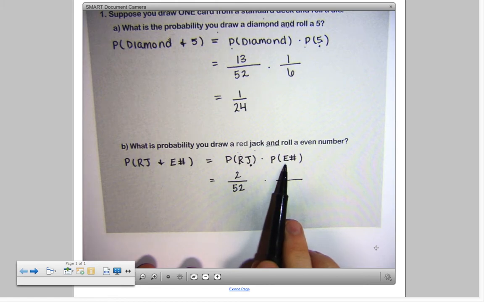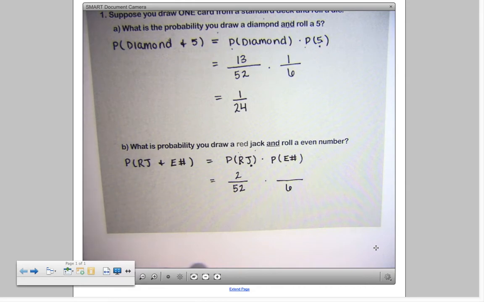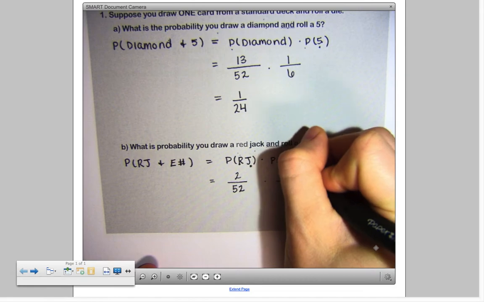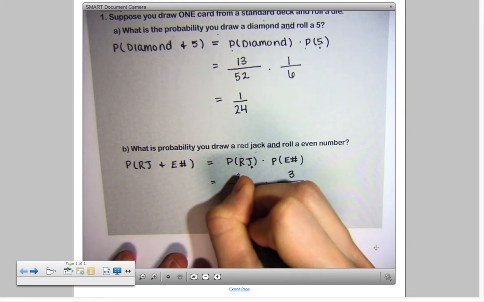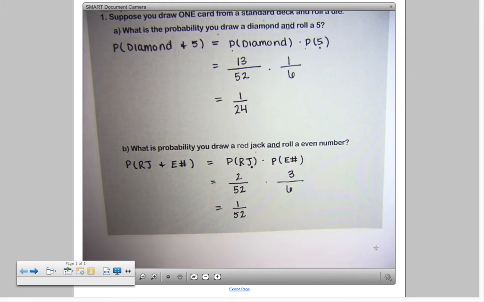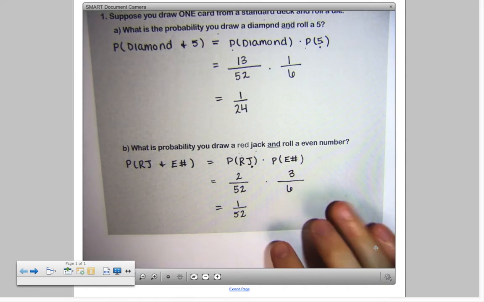And over here, we're rolling an even number on a die. There are 6 options on a die, so that'd be my total. For an even number, I can roll a 2, 4, or 6, so I have 3 options. So 3 out of 6 will be my probability of an even number. Okay, multiply those two together. You should get 1 out of 52, or you can leave it as a decimal for either one. Doesn't matter. Okay, so that's independent events. If one does not affect the other, then you multiply the two probabilities together.